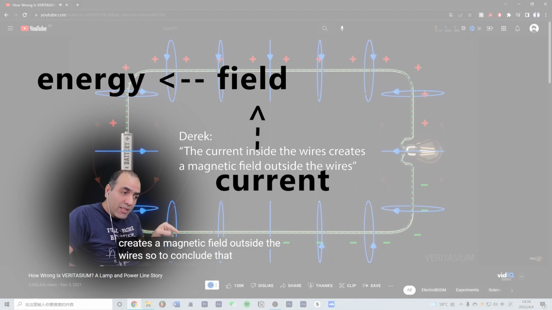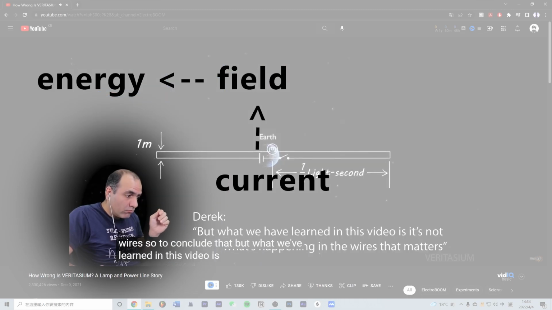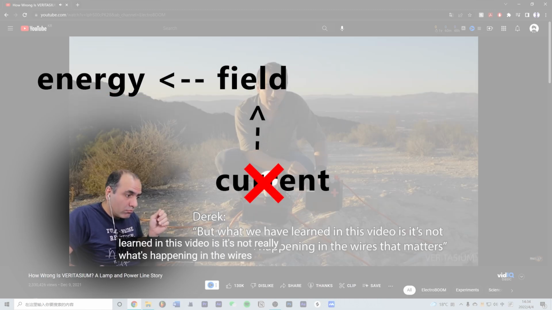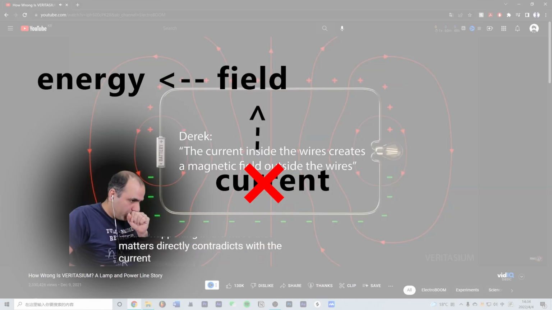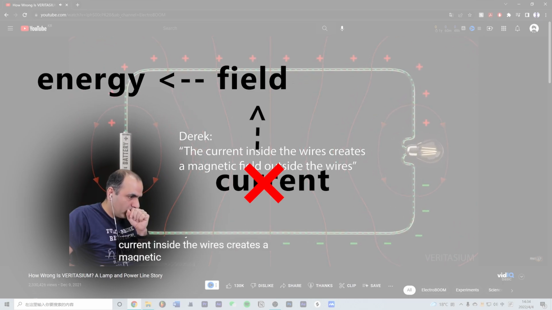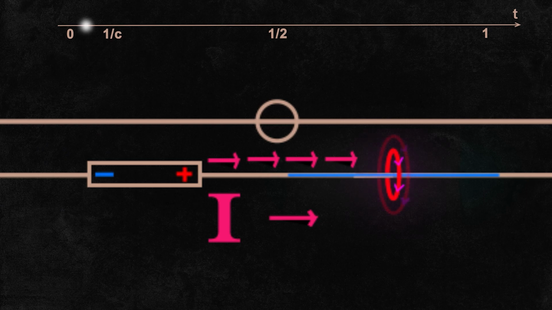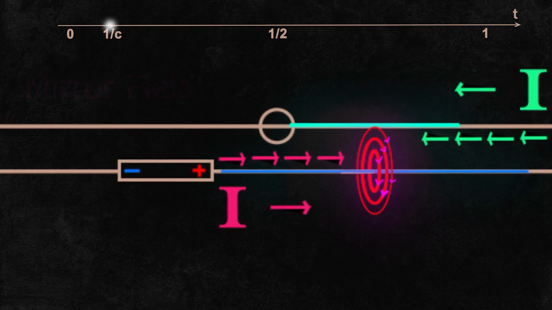So to conclude, what we've learned in this video is that it's not really what's happening in the wires that matters. This seems to directly contradict that the current inside the wires creates a magnetic field outside the wires. I think this is not what Derek actually means. I think that what he meant is that it's the initial current which forms a magnetic field which travels to the other side of the setup and generates another current. And it is that current which powers up the light bulb.